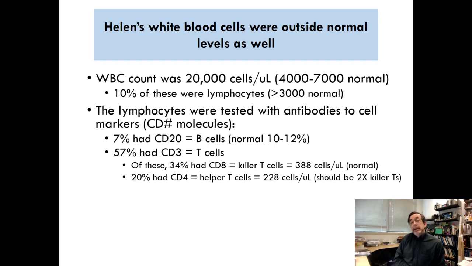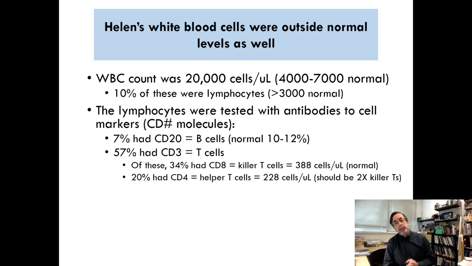The normal range is 10 to 12%. 57% of those had CD3, and therefore they were T cells, not B cells. Out of those, 34% has CD8, which was 388 cells per microliter, which means it was normal. That's within the normal range, but only 20% had CD4. Those are the helper T cells, and those were 228 cells per microliter. Now, there should usually be twice as many helper Ts as there are killer Ts. And it turns out that that does not appear to be the case.